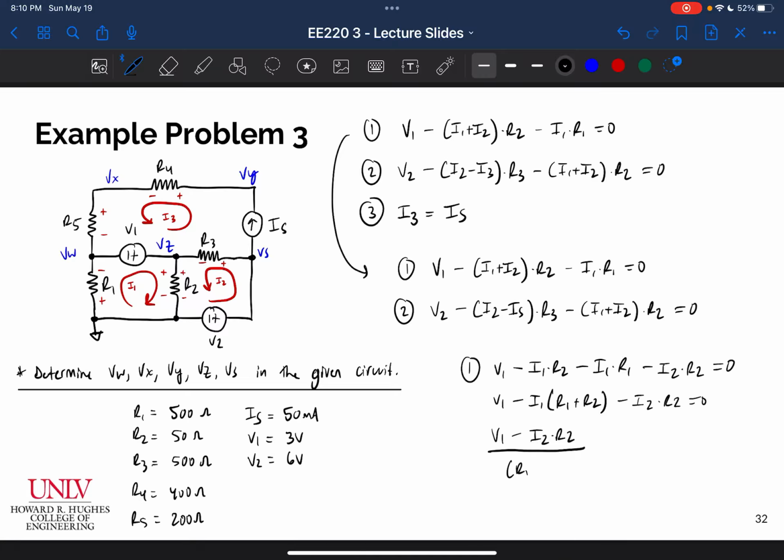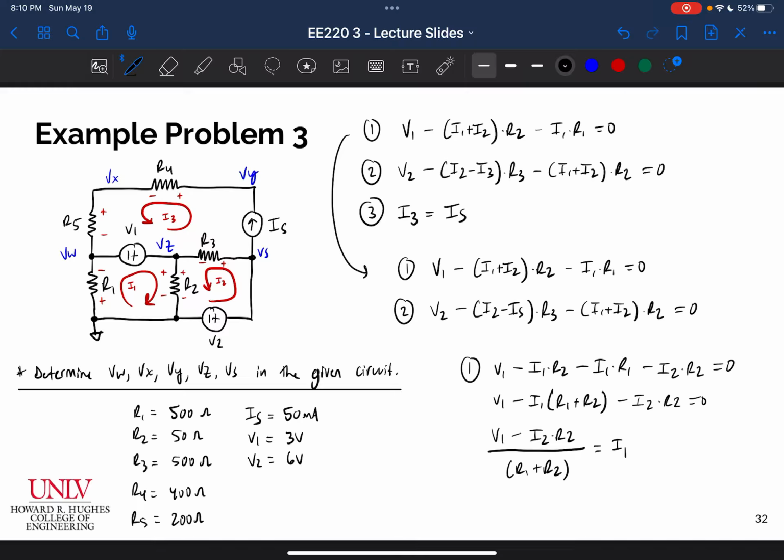and then I can write V1 minus I2 R2, all that divided by R1 plus R2 is going to give me I1, right? I basically moved this term over to the other side and then divided both sides by R1 plus R2, and this is what I'm left with. So this is my expression here for I1.